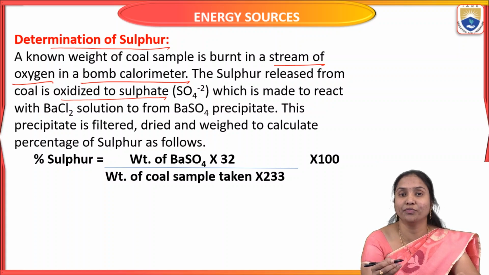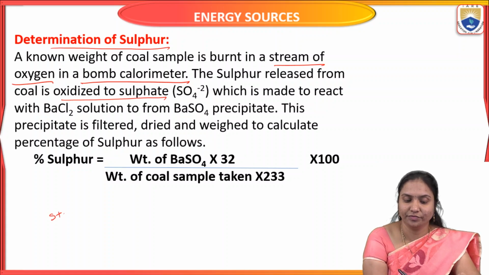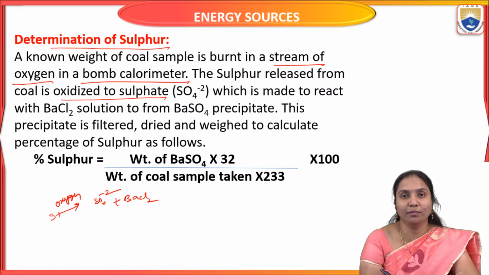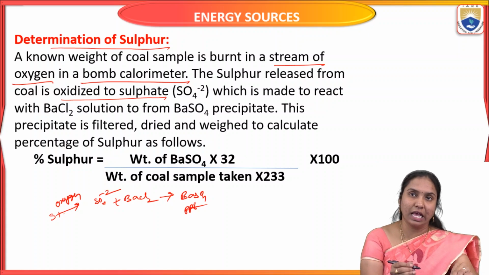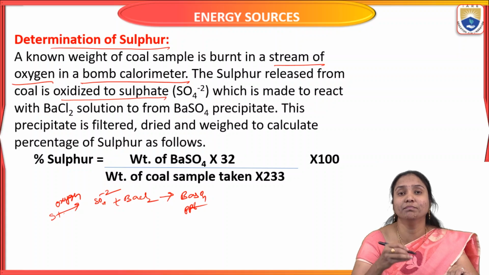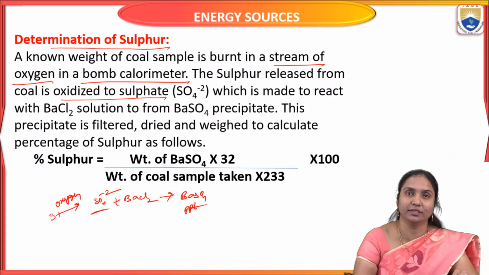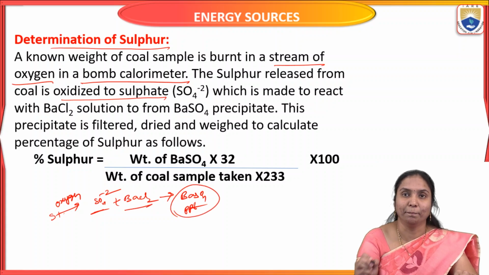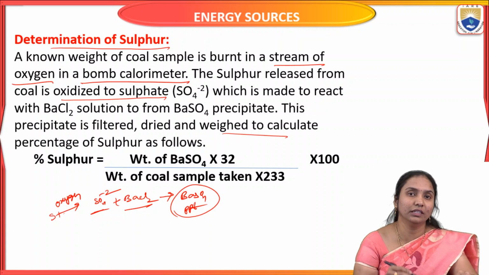During the burning process in the presence of oxygen, if sulfur is present in the coal sample, sulfur reacts with oxygen and produces sulfates. Then it is made to react with barium chloride solution to form barium sulfate precipitate. First, a known weight of coal sample is taken in this heating tube and burned in a bomb calorimeter in the presence of oxygen. Next it reacts with barium chloride, then it forms barium sulfate precipitate. This precipitate is filtered, dried and weighed to calculate the percentage of sulfur present in the coal sample.